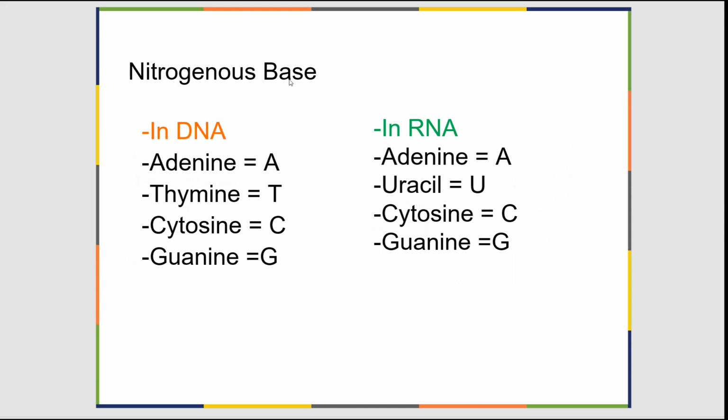In DNA, the nitrogenous base is either an adenine, a thymine, a cytosine, or a guanine. So it's either an A, T, C, or G. We'll come back to this a lot. In RNA, it's either an adenine, a uracil, a cytosine, or a guanine. So how you can tell the difference between DNA and RNA is whether it's a thymine or a uracil.